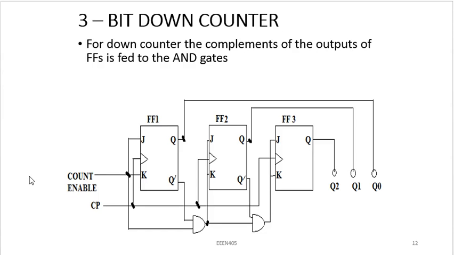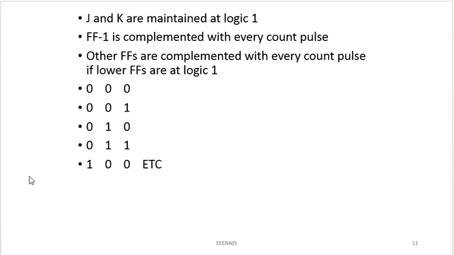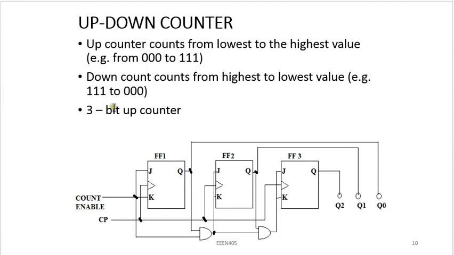The next is the 3-bit down counter, and it has the same block diagram, logic diagram, as the up counter. The only difference is that in the case of the up counter, we take the output, the real output of the flip-flop, and pass it through the AND gate.